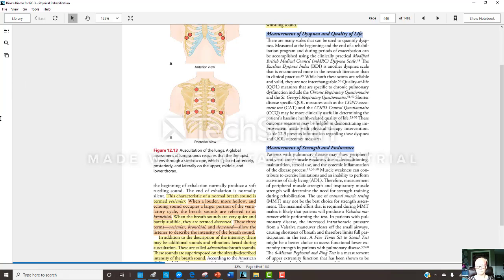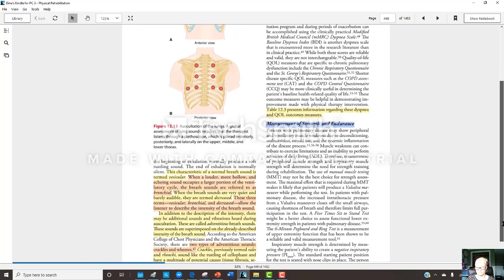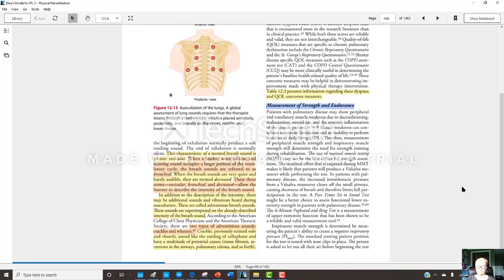These outcome measures may be helpful in demonstrating improvement made with physical therapy intervention. Table 12.3 presents information regarding these dyspnea and QOL outcome measures. Measurement of strength and endurance. Patients with pulmonary disease may show peripheral and ventilatory muscle weakness due to their deconditioning, malnutrition, steroid use, and the systemic inflammation of the disease process.